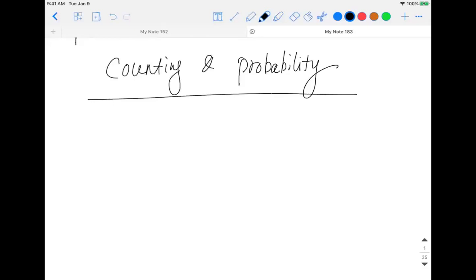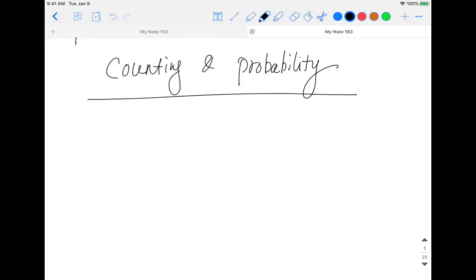So counting and probability is actually a very dynamic process, a very dynamic concept. You're going to use a very small number of formulas to solve as many problems as possible. So this is a little bit different from the other sections of the North American math competition.